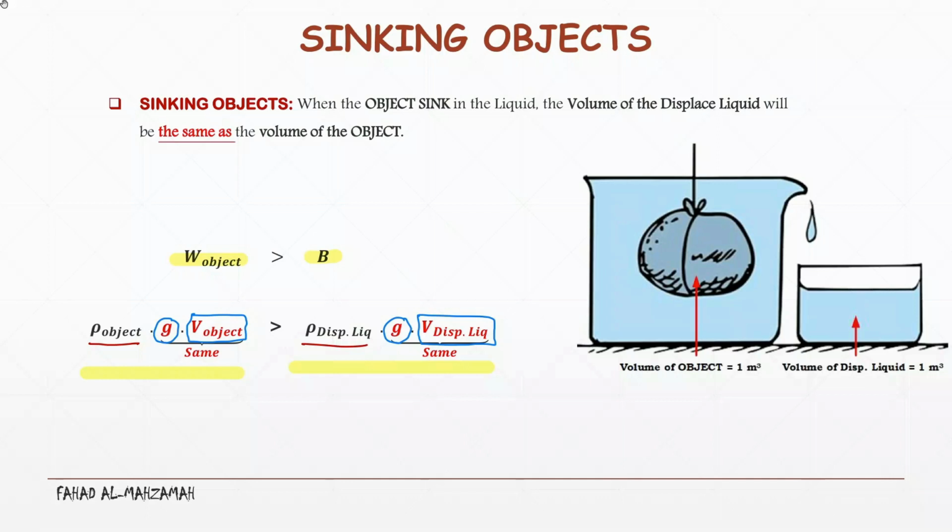Okay. Now, from the sinking object, if you try to think, when the object sinks down, its weight will change. So if you take the weight of the object outside the liquid, you will find it measures some x value. And if you put this object inside a liquid, you will find the weight is different. It will be less than its weight outside the liquid.